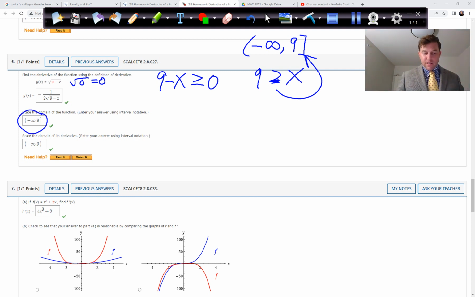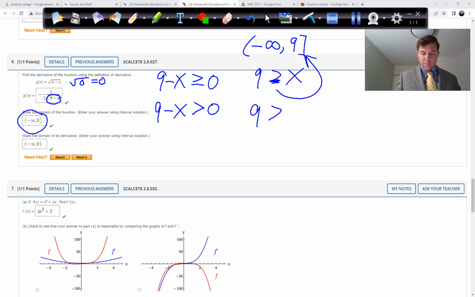Now it's a little different for g prime because this is in the denominator, so it's going to become 9 minus x strictly greater than 0. Strictly greater than 0 because if we let it equal 0, I get 1 over 2 times 0, which is 1 over 0, which doesn't work. I can have 0 up here because I'm not dividing by it. But in the derivative, since this shows up in the denominator, I can't let this equal 0. So notice the missing equal to bar.